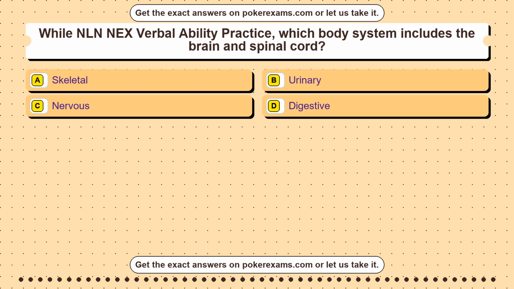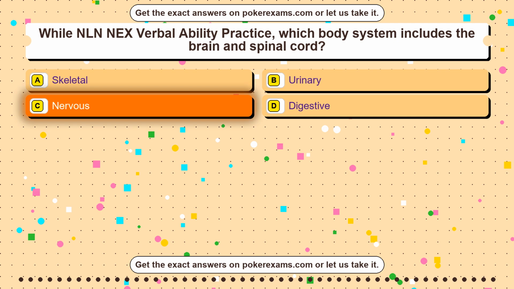Question 47. While GED statistics practice, which organism is a producer? Option A, hawk. Option B, mushroom. Option C, grass. Option D, rabbit. The correct answer is option C.